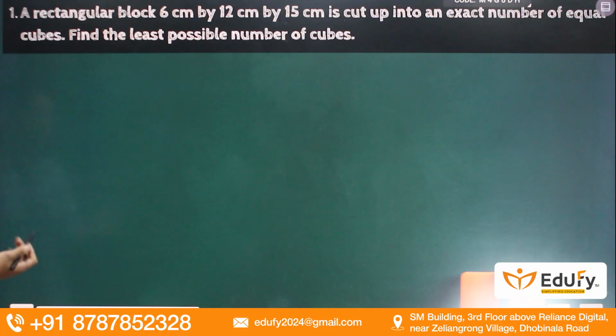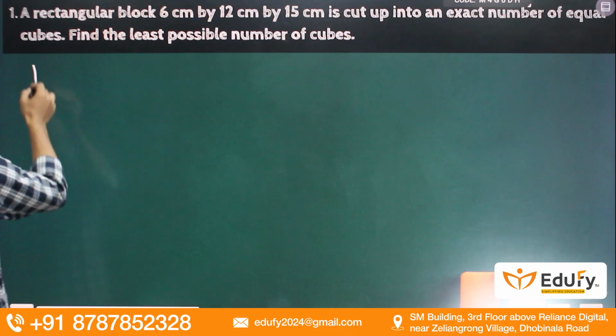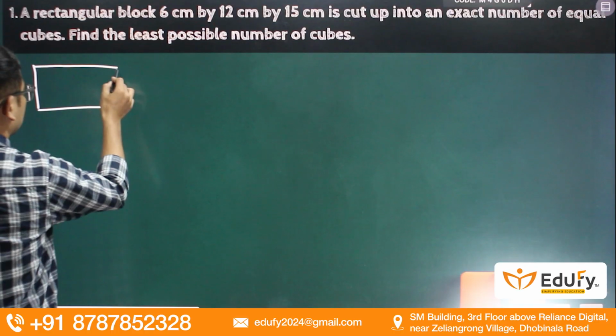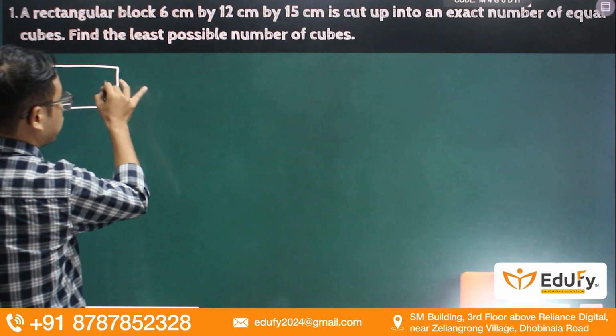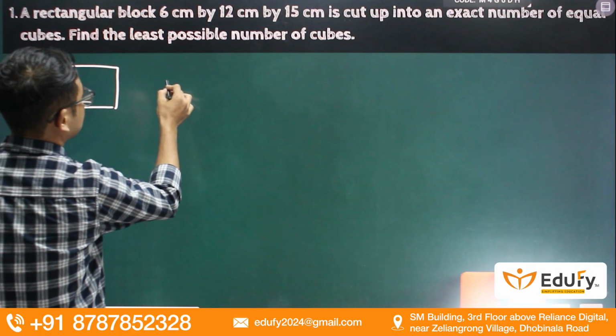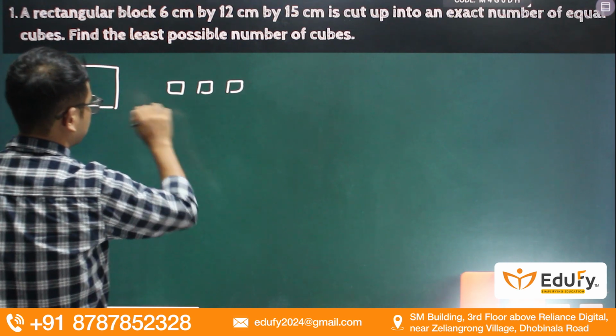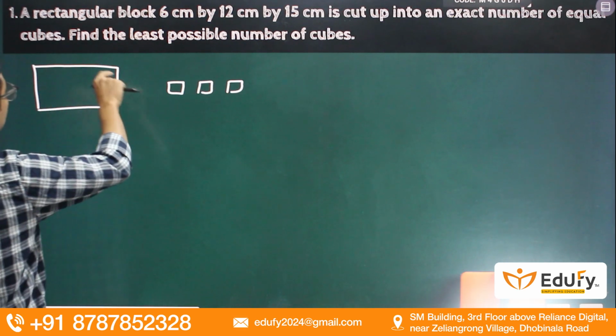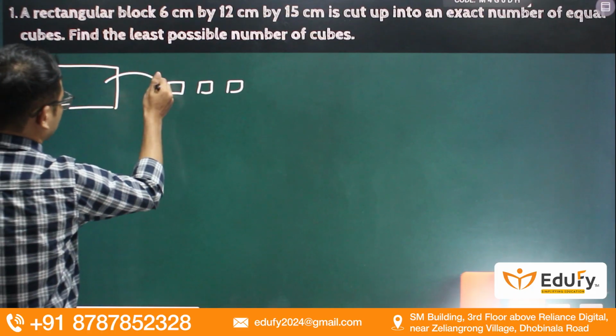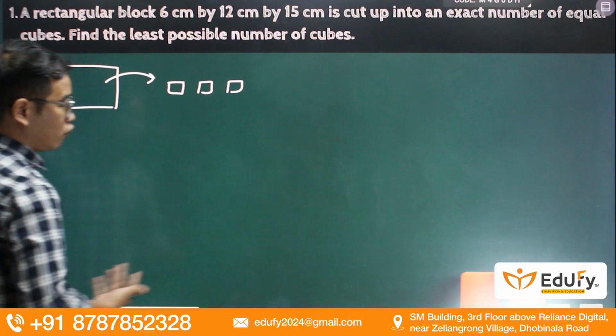So we have a rectangular block here. This is a rough one. This rectangular block, we're going to cut up and make small cubes. I'm just drawing it like this, but it's 3D. So we're going to take a bigger rectangular block and make it into smaller cubes. Now they're asking how many cubes we can form with that.